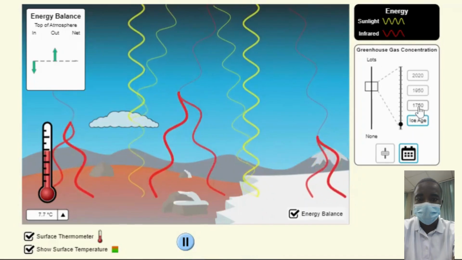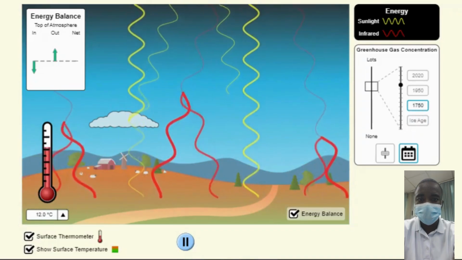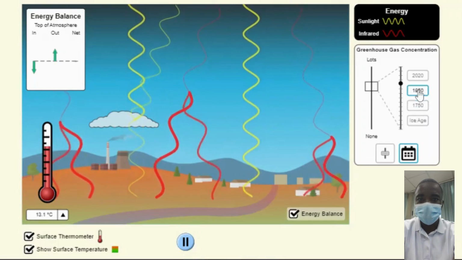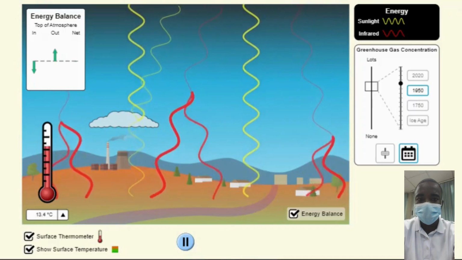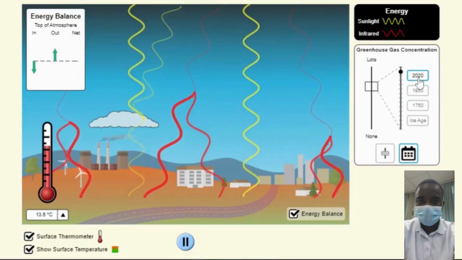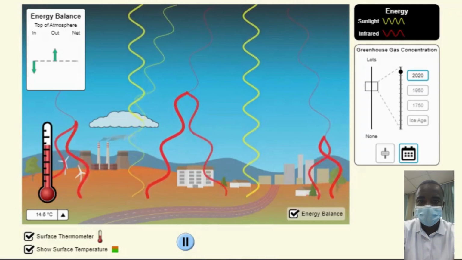Greenhouse gases, such as carbon dioxide, methane, and nitrous oxide, absorb infrared radiation emitted by the Earth's surface, trapping heat in the atmosphere. By increasing or decreasing the concentration of greenhouse gases, students can observe how the infrared waves are absorbed and re-emitted by the atmosphere.